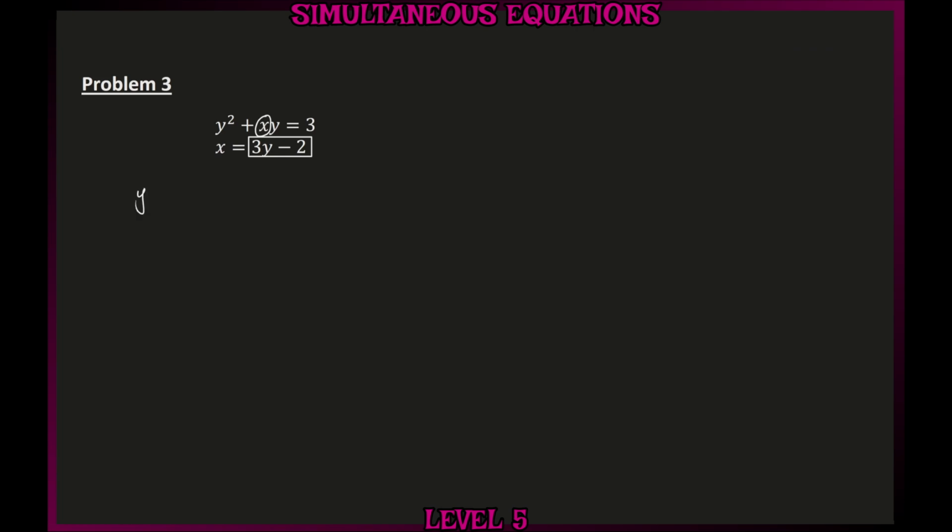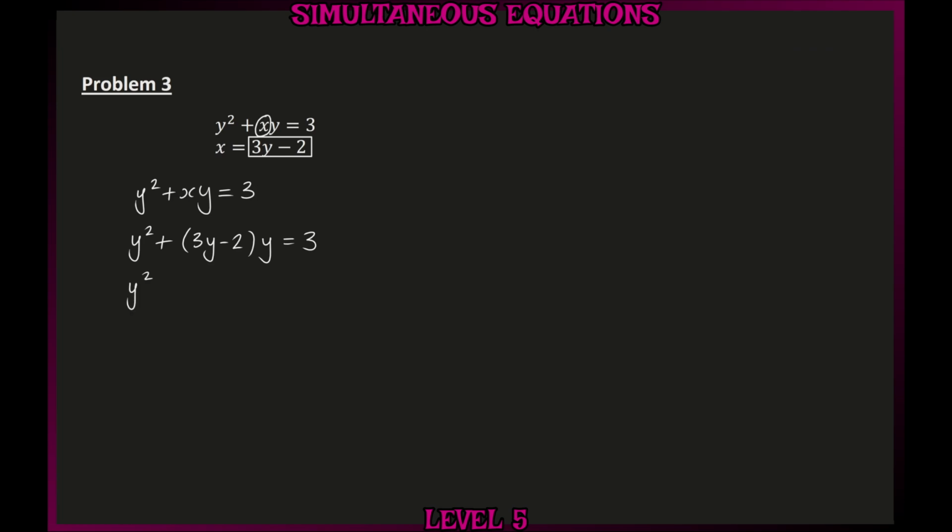So the first equation, y squared plus xy is equal to 3, now becomes y squared plus, and we're going to substitute the x for 3y minus 2. We still have a times y after it, and it's still equal to 3. We now have an equation that just has y's in. So we can solve this and we can start by expanding the brackets.